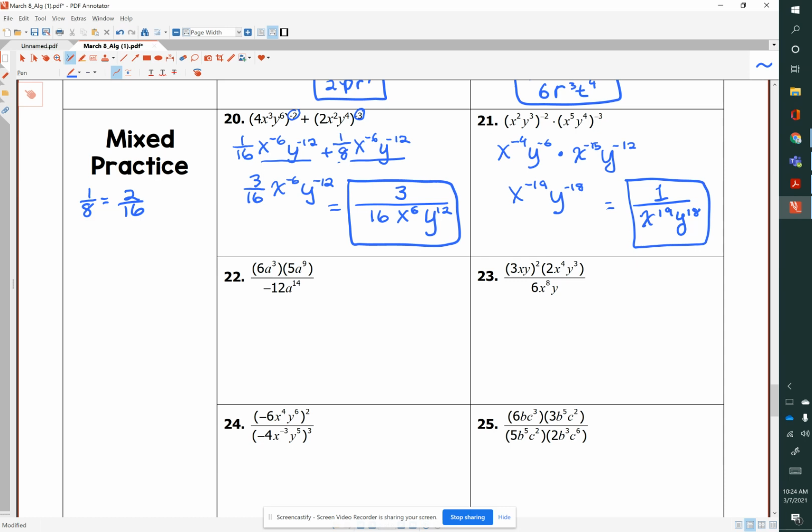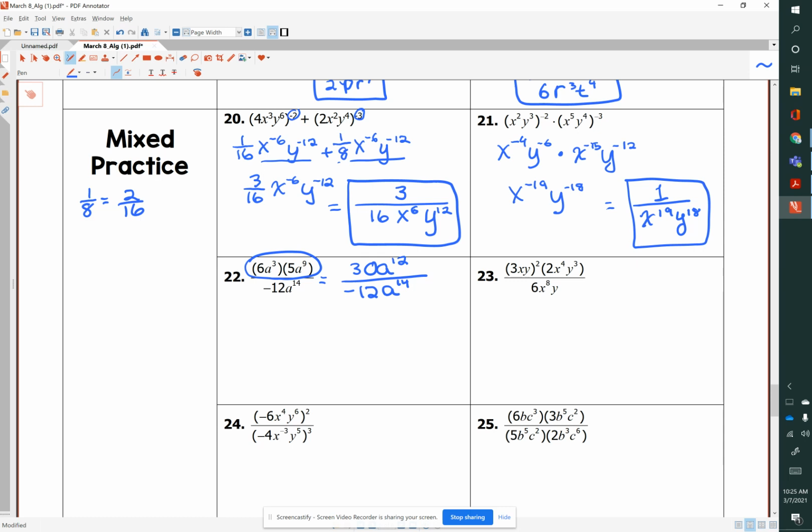Okay, number 22, we have some divisions. So let's multiply the top, the numerator, before we divide by the denominator. So 6 times 5 is 30. And a to the third times a to the ninth is a to the 3 plus 9, which is 12. And in the denominator, we have negative 12a to the 14th power.